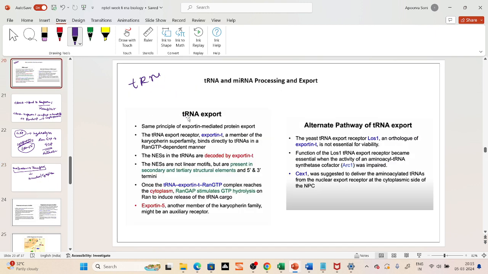Then this tRNA transport can happen with the help of exportin 1, and there is another receptor also which is known as loss 1, which is an ortholog of exportin 3. So this is the general pathway, and there is also an alternate pathway through which tRNA can be exported.